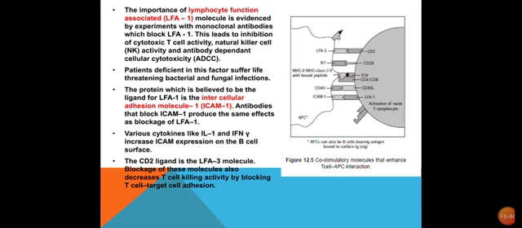Various cytokines like interleukin-1 and interferon gamma increase ICAM expression on the B cell surface. The CD2 ligand is the LFA3 molecule. Blockage of these molecules also decreases T cell killing activity by blocking T cell target cell adhesion.